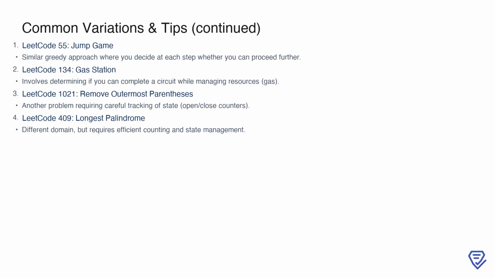This problem also shares similarities with other classic LeetCode problems. For instance, in LeetCode 55, Jump Game, you use a similar greedy approach to decide at each step whether you can proceed further. LeetCode 134, Gas Station, involves managing resources, like gas, to determine if you can complete a circuit, again focusing on optimization. In LeetCode 1021, Remove Outermost Parentheses, you must carefully track state using counters for open and close parentheses. Finally, LeetCode 409, Longest Palindrome, while in a different domain, still emphasizes efficient counting and state management.